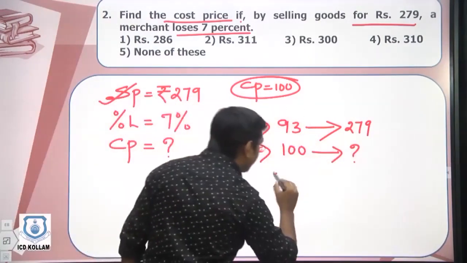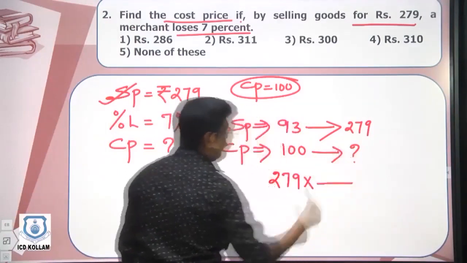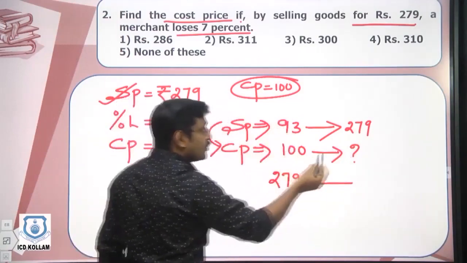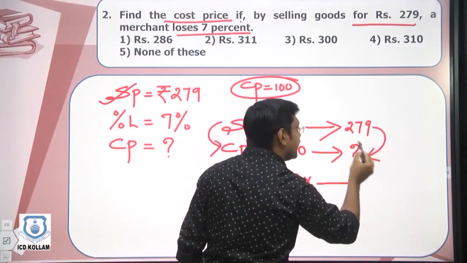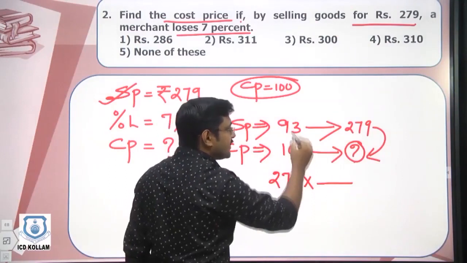I am writing the value above the question mark, 279 into, next a fraction. Yes, from selling price to cost price, the value is increasing. So from this portion to this portion, the value should increase. That means here we need to get a larger number. To get a larger number, we should consider larger number in the numerator.